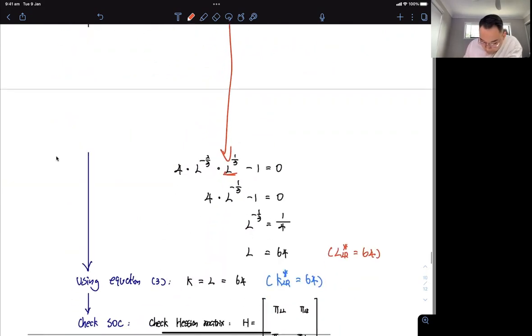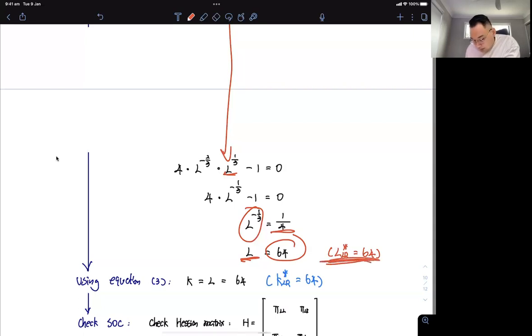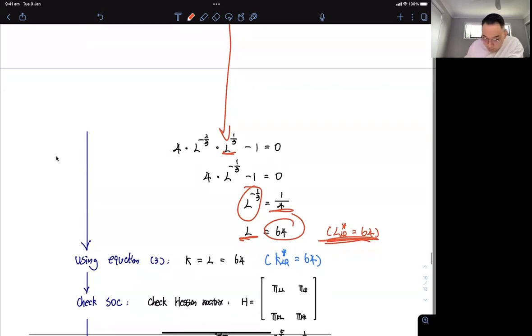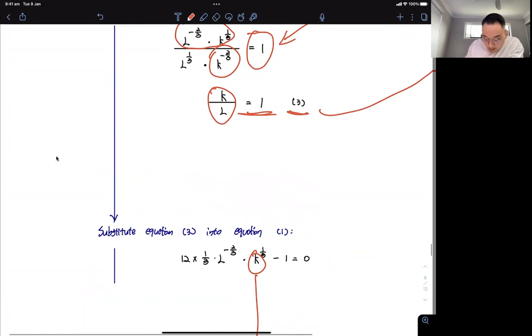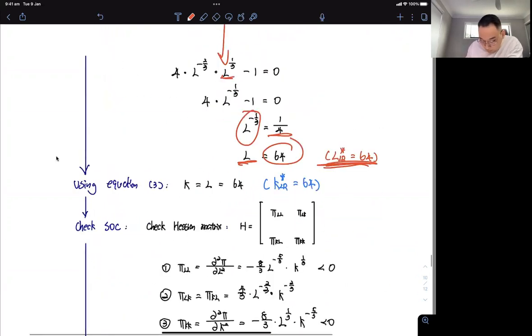Simplify this, we know L to the power of minus 1 over 3 equals 1 over 4, or L equals 64. Okay. Remember that this is no longer short run. This is the long run demand of labor equals 64. Okay. So again, because we have condition number 3, that is K over L equals 1, then we must know the optimal level of long run capital is K equals L equals 64. So K star LR will equal 64.